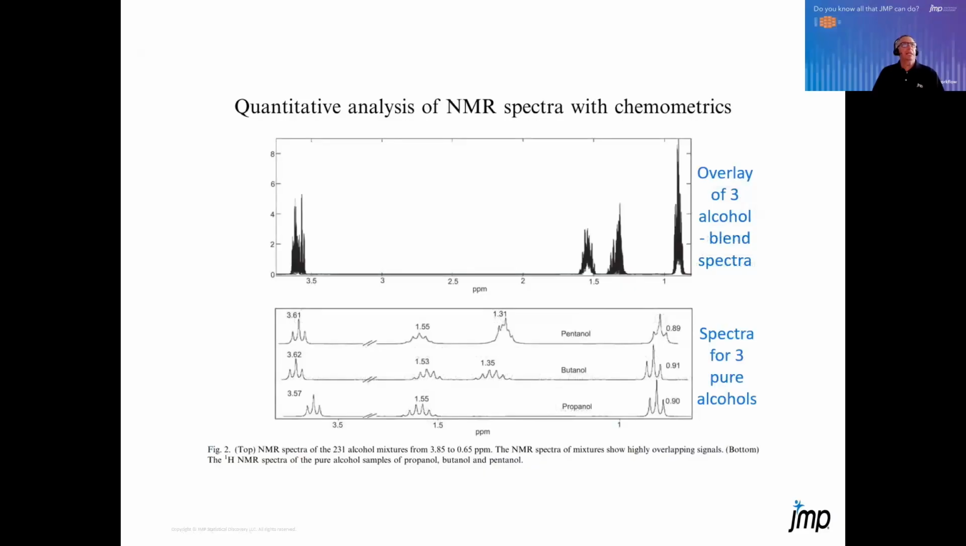So in the original data, you have quantitative analysis of NMR spectra with chemometrics. And then this is an overlay of the 3-alcohol blend of the NMR spectra. So we've got pentanol, butanol, and propanol. And we want to be able to break those three apart with our analysis and then be able to predict any mixtures that we can that are made out of that.